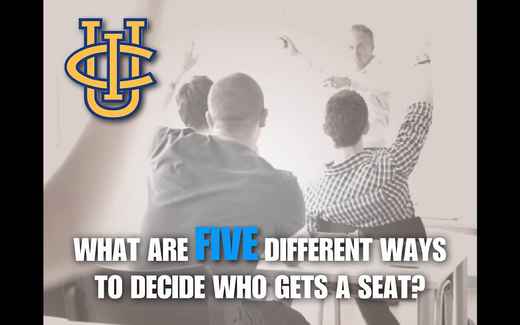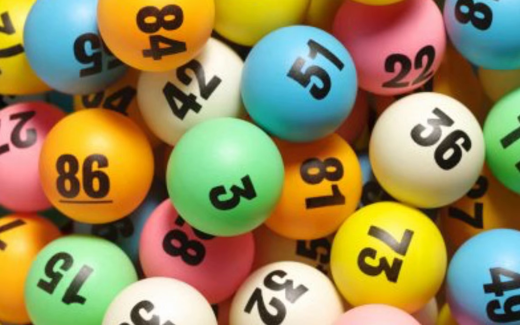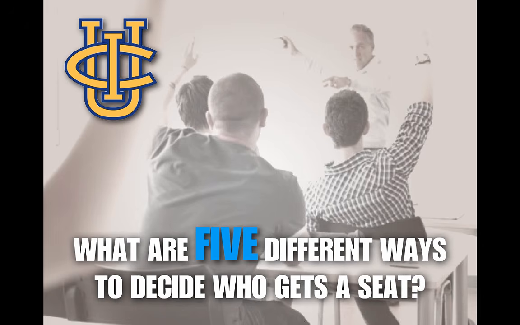What are 5 different ways that we decide who gets a seat in this class? Think about it. Any 5 ways. Right away, off the top of my head, I think about highest GPA, students who will major in economics, and a random lottery. But there are lots of other ways to decide this question.